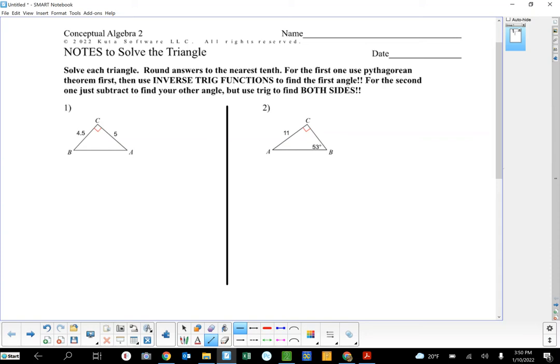Okay, so these are some notes on solving the triangle. Just in case I'm not here, you can still get them done. We have two examples here, one on the left, one on the right, and you can see they're a little bit different from each other.